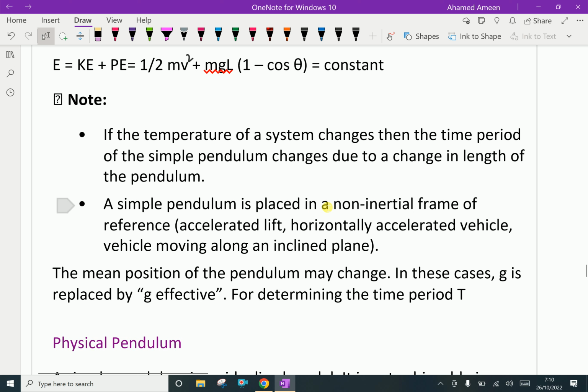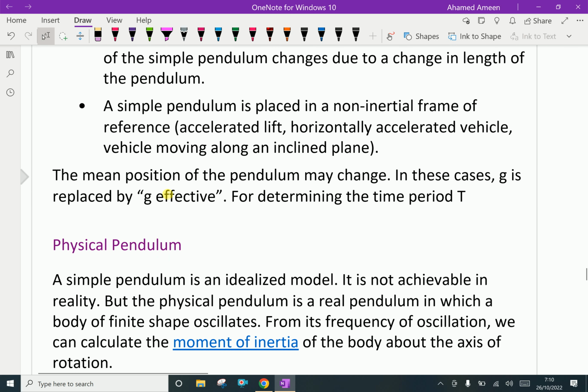That means the frame should be stopped; that frame should not move. It means the mean position of the pendulum may change. In these cases, g is replaced by g effective. Suppose the pendulum is on a lift, while the lift is moving up and down, the gravity changes a little, and due to that the time period also changes. So the pendulum must be kept stationary, that means the frame should be in a fixed position, and it should not move with the frame of reference.